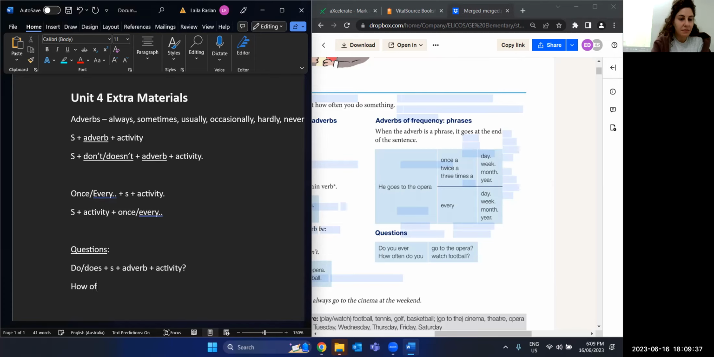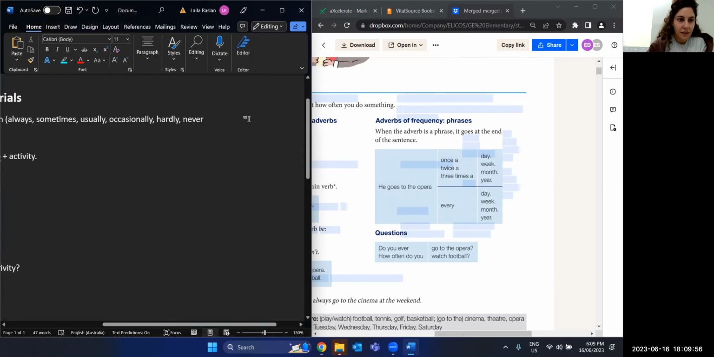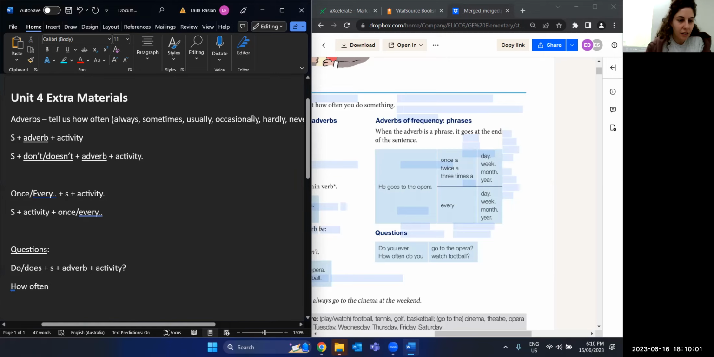Or how often? You can even put that word because we know we're using adverbs tell us how often. So they tell us how often. So just use the how often in your answer. So how often, subject, how often do or does, how often do you play soccer?